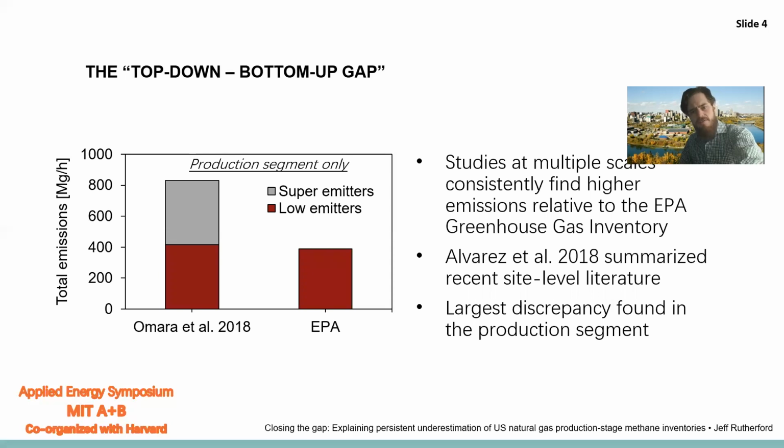Now, further analysis by Omara et al., using similar techniques to the Alvarez study, or site-level techniques, they found the largest discrepancy in the production segment. Looking directly at the production segment, they find their site-level estimate of national US emissions within the production segment to be twice that of the greenhouse gas inventory.